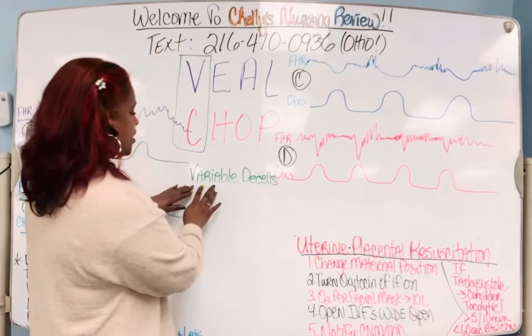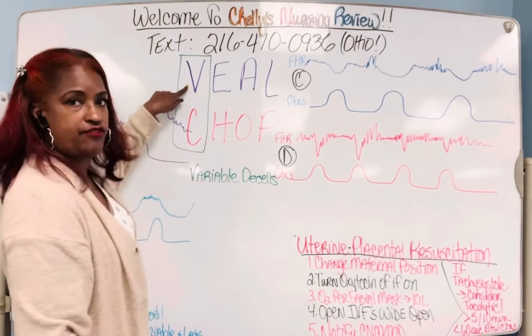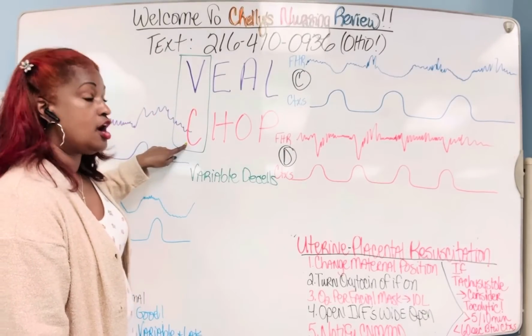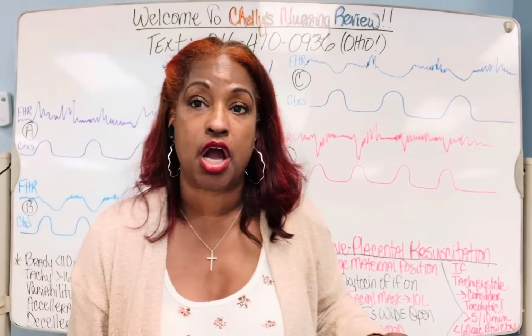So the variable decels, the V for variable decels, coincides with the C for cord compression.